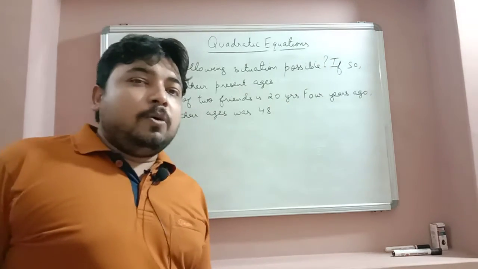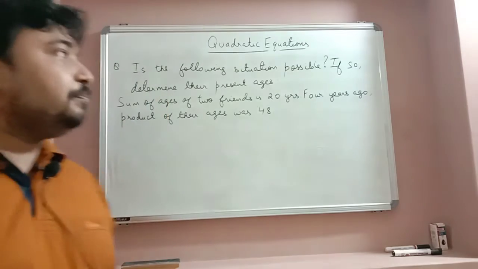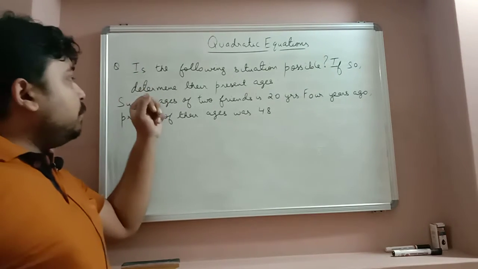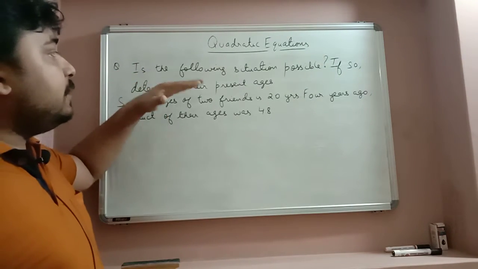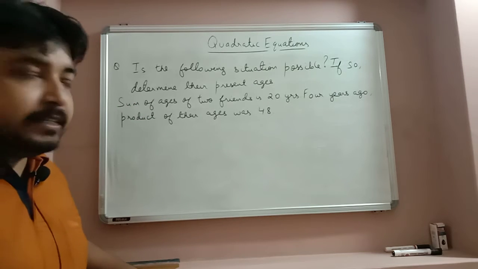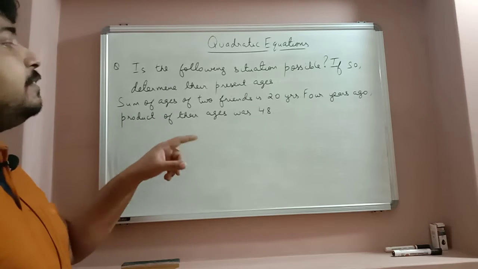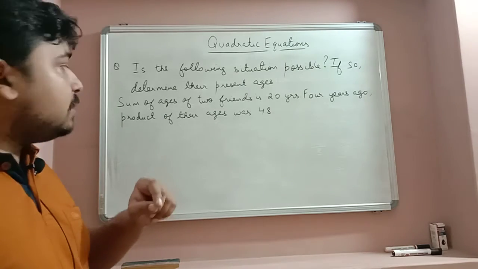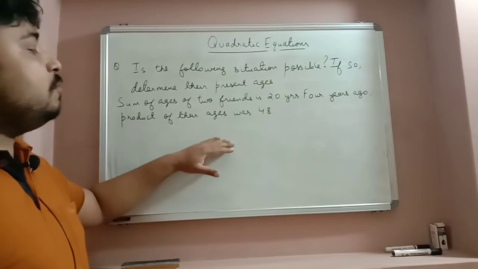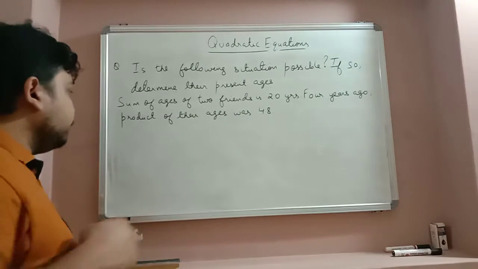Alright students, now let's take up a word problem based on these nature of roots questions. The question says: is the following situation possible? If so, determine their present ages. The situation is: the sum of the ages of two friends is 20 years. 4 years ago, the product of their ages was 48. Let's try to solve this.